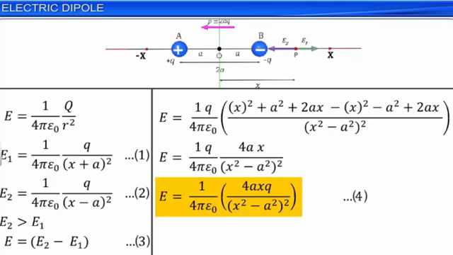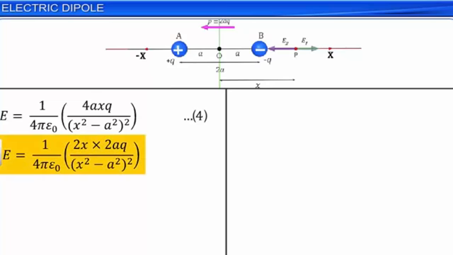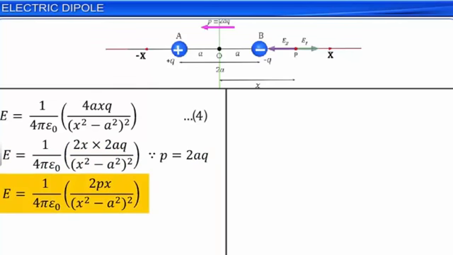Simplifying equation 4, we get E is equal to 1 by 4 pi epsilon naught, 2x into 2aq by (x square minus a square) whole square. In this equation, 2aq is the magnitude of the dipole moment p. Therefore, E is equal to 1 by 4 pi epsilon naught, 2px by (x square minus a square) whole square. Let this be equation 5.